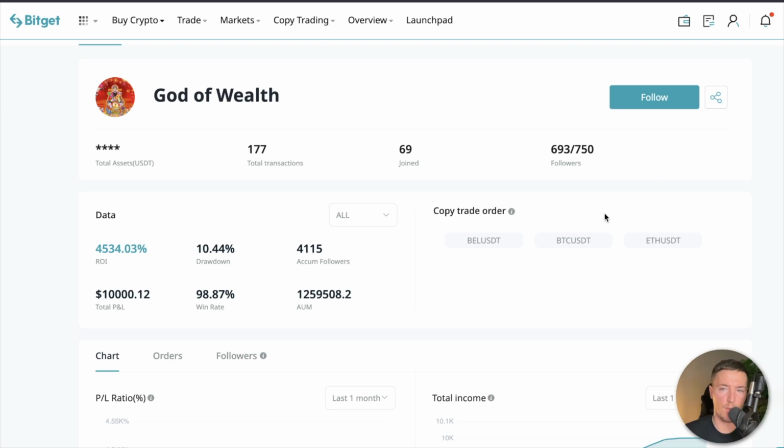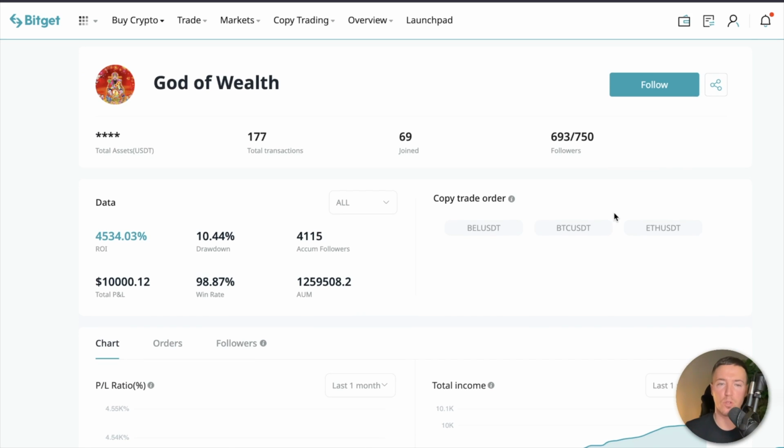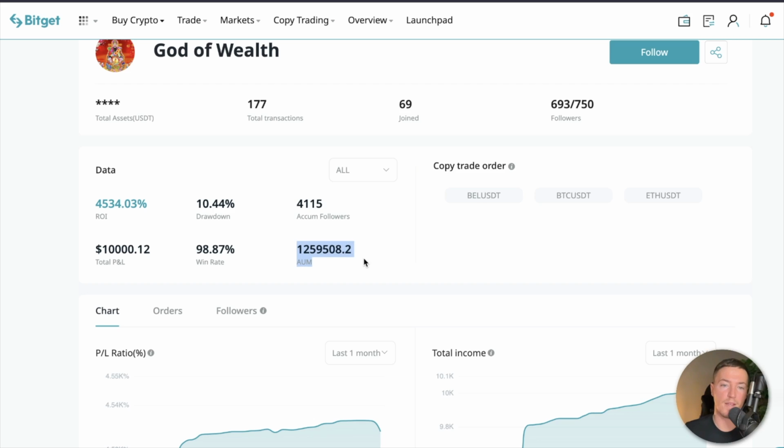So the first one that I'm going to be copy trading is God of Wealth. We're going $1,000 in God of Wealth. So what are the stats on God of Wealth? We've got a 98% hit rate, win rate, 10% drawdown, current ROI is 4,500%, the total profit and loss is $10,000, and the total assets under management this trader is trading with is $1.25 million.